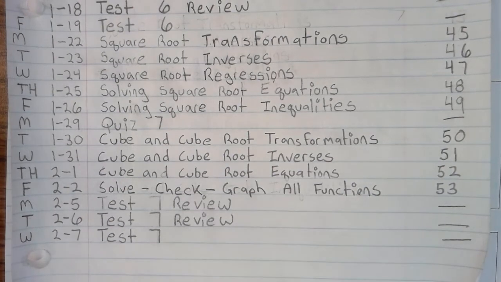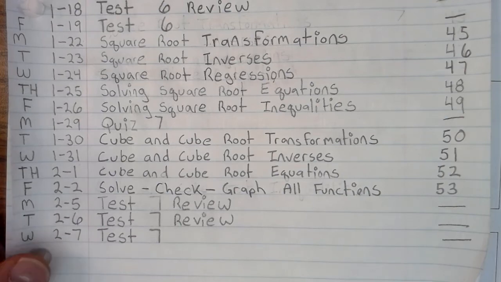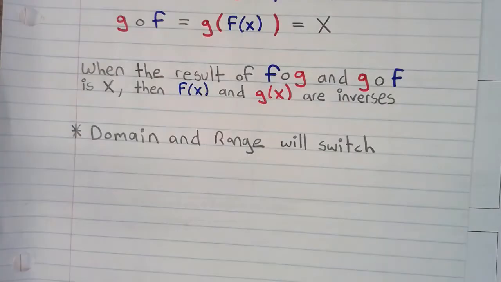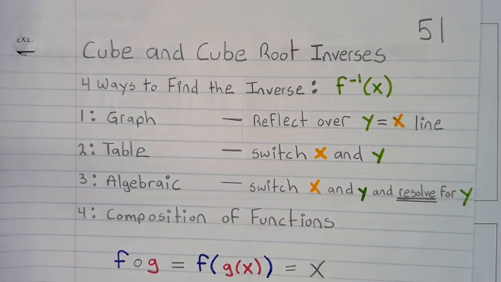Okay, Wildcats. Today we're looking at Wednesday, January 31st, cube and cube root inverses on page 51. All right, if you would update your table of contents. Now your table of contents are updated. Let's take a look at your notes. All right, so cube and cube root inverses on page 51.